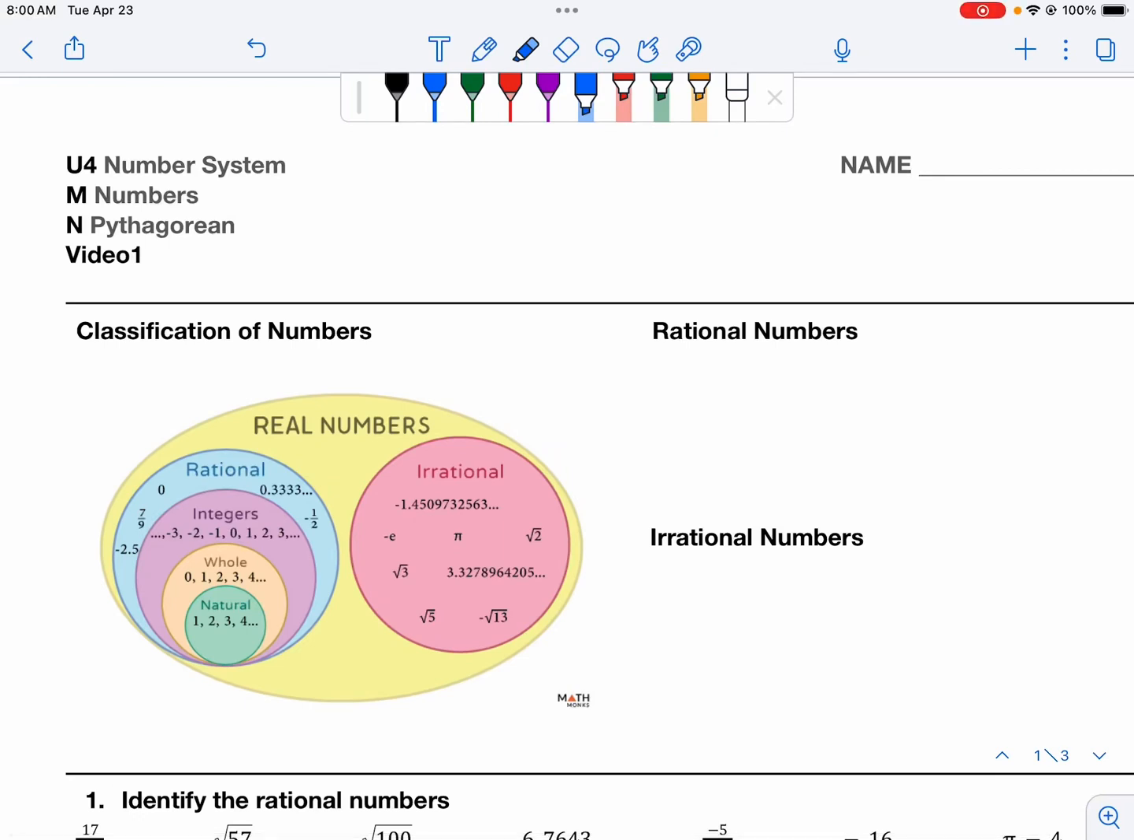All right, welcome to this video. This is a video that reviews our standards around types of numbers and Pythagorean theorem.